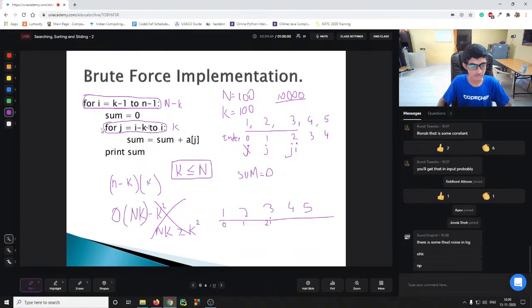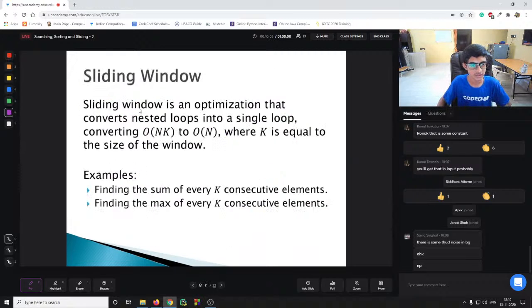So we are not going to be using this brute force algorithm when we actually need to use it. We are going to be using a more advanced, faster algorithm designed for this type of problems, which is called the sliding window.